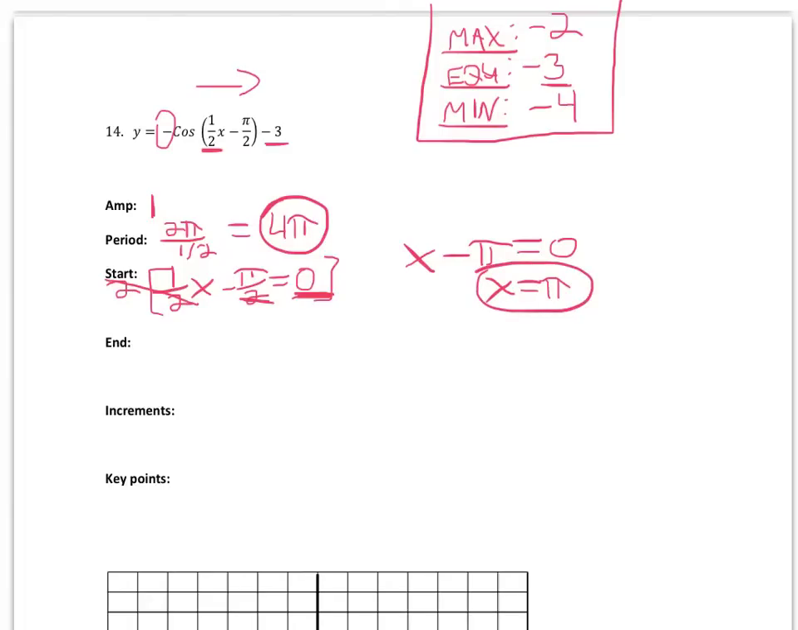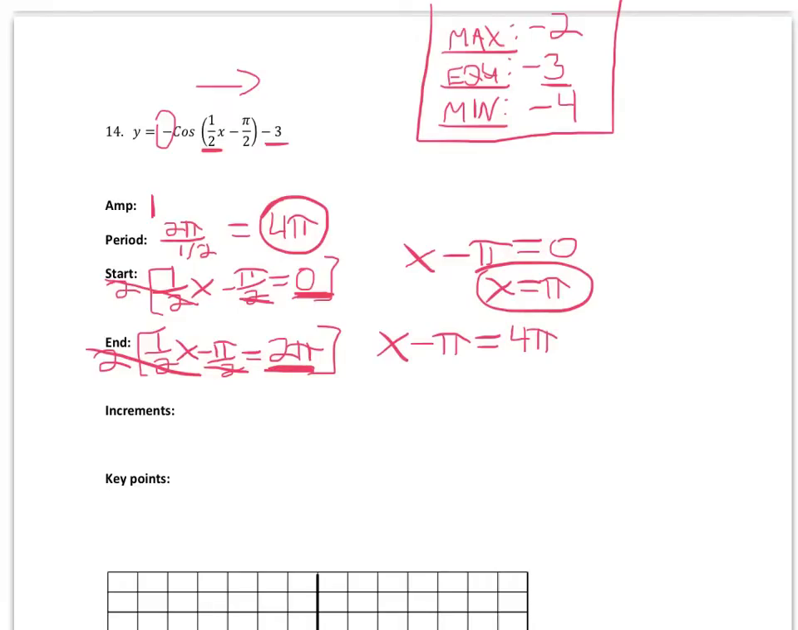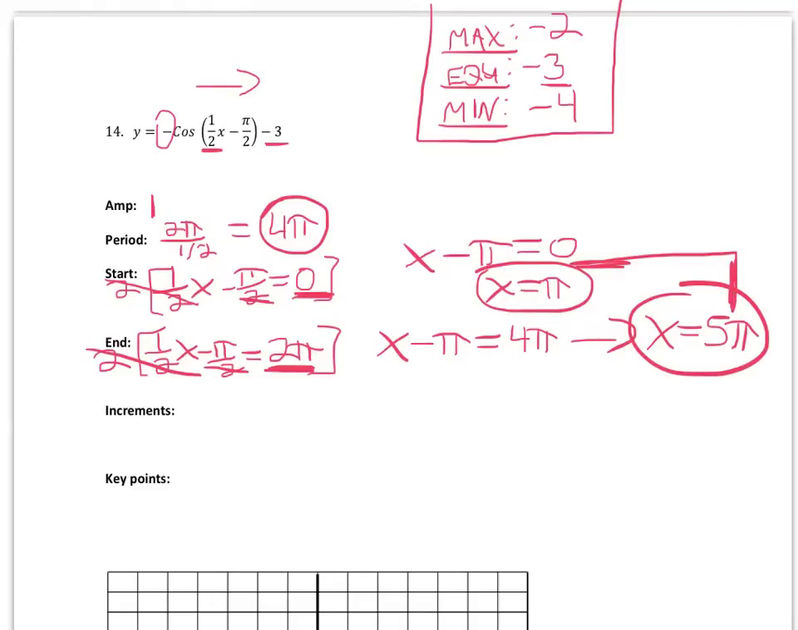Now to get the end, we're going to take the 1/2 x minus pi over 2. Now we set it equal to 2 pi, because that's usually where we end on a normal one revolution period that we're looking at. Now I'm going to do the same thing. I'm going to multiply both sides by 2. So these cancel, so it just becomes x. This cancels, becomes minus pi. But now this changed a little bit. 2 times 2 pi is 4 pi. And then if you add pi to each side, 4 pi plus pi gives me 5 pi. Okay, this makes sense. This is where I start. This is where I end. The distance between pi and 5 pi equals the period of 4 pi. So we're checking our work as we go.